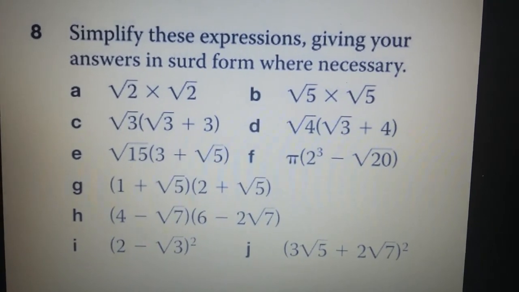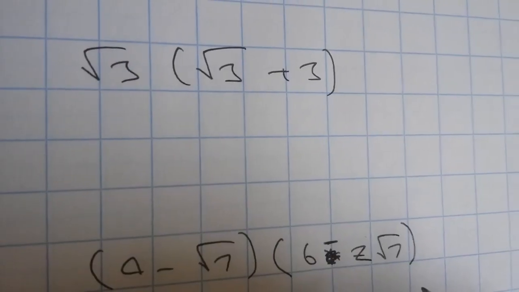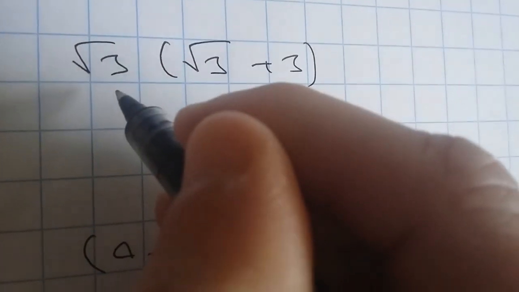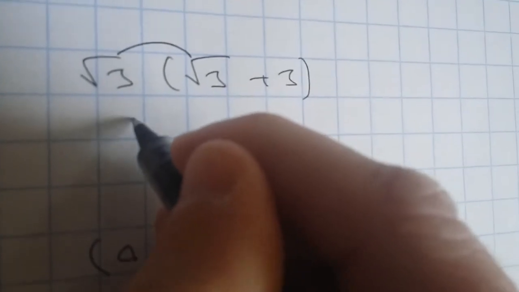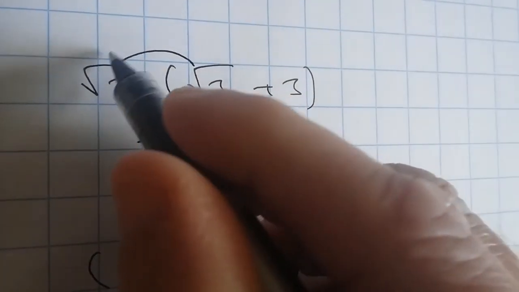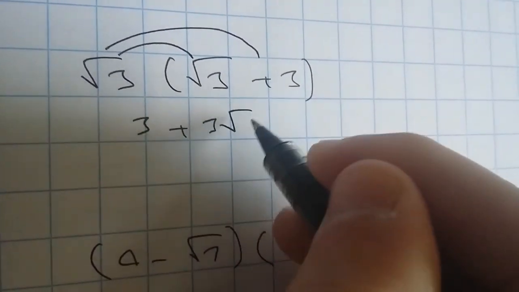Moving on to question 8, which is on the next slide. So here we're going to be expanding a bracket. So root 3 times root 3. Hopefully by now you've worked out that is 3. And root 3 times 3 is going to be 3 root 3. And that is done.